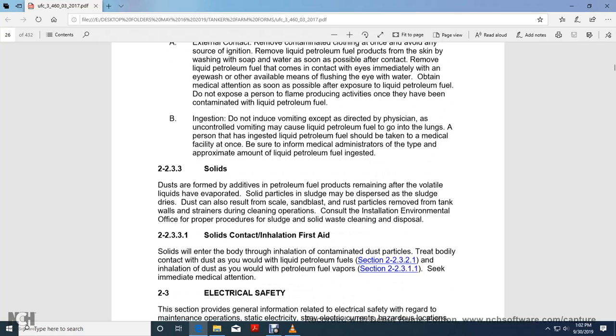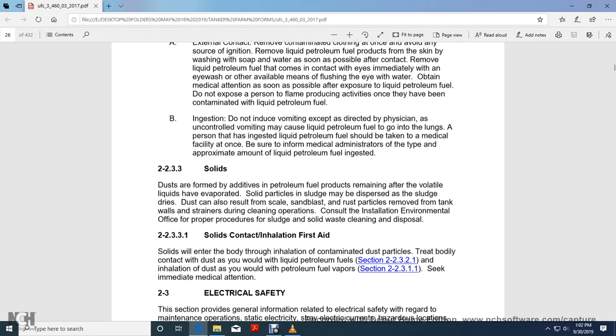2.2.3.3 Solids. Dust and solid forms of petroleum fuel products, including additives, remain after the volatile liquid has evaporated. Solid particles and sludge may disperse as the sludge dries. Dust can also result from scale, sand blast, and rust particles moved into the tank walls or strainers during cleaning operations. Consult the environmental office for the proper procedure for sludge and solid waste cleaning and disposal.